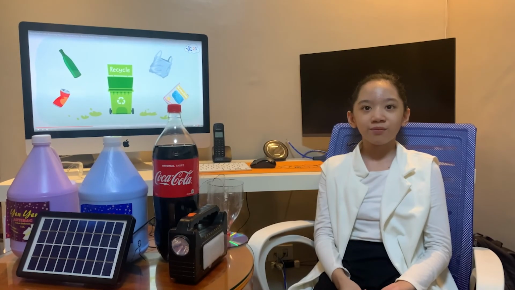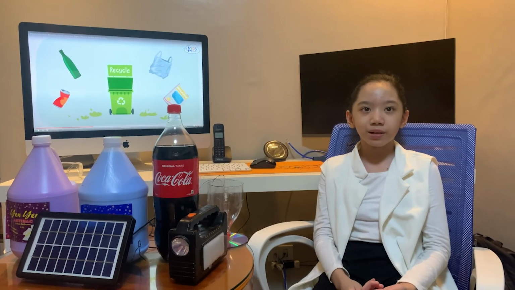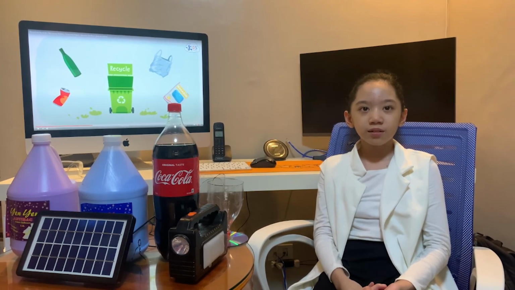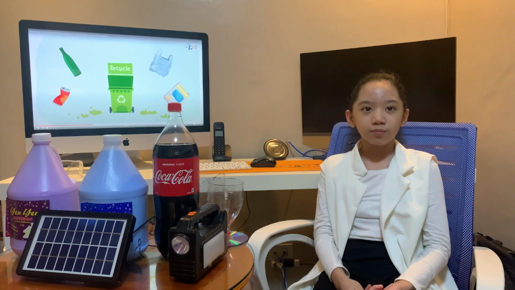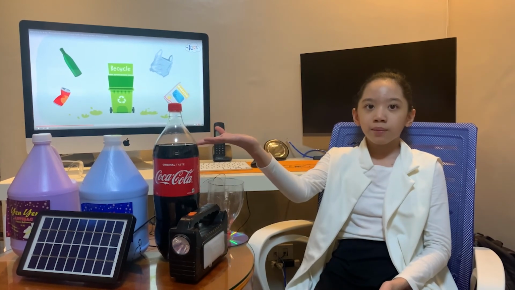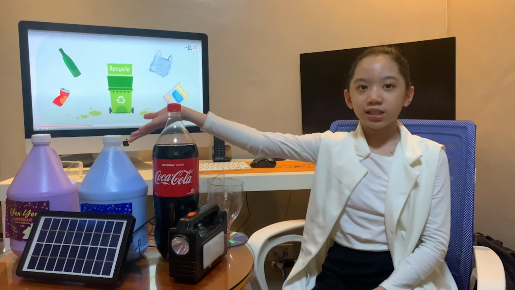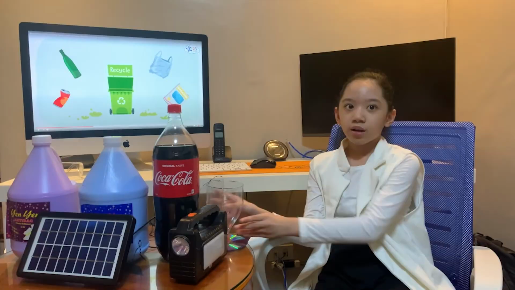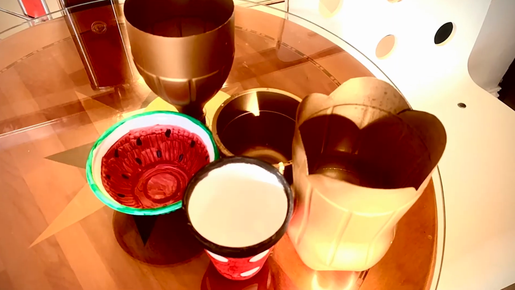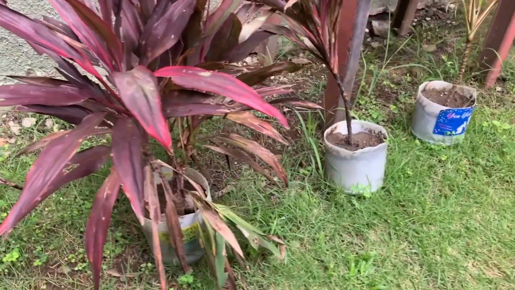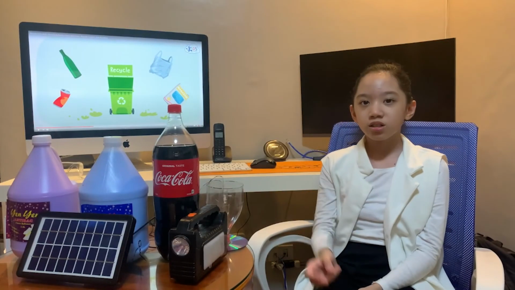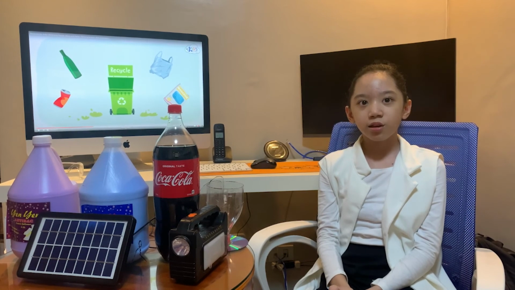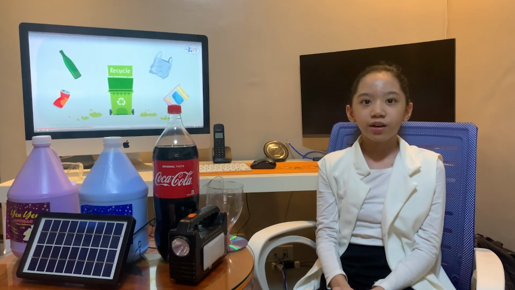Besides the useful and harmful effects of disposing materials properly, let me share with you some of the ways of disposal and recycling we practice at home. We use paper cups, plastic soda bottles, and plastic fabric conditioner bottles as plant pots. We also use solar panels to charge our rechargeable lights and some of our electronic devices.